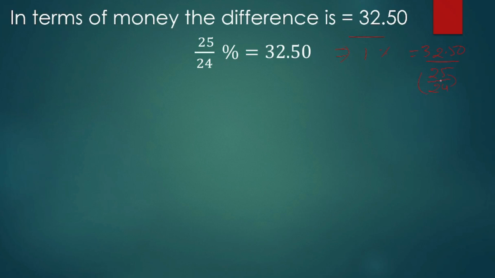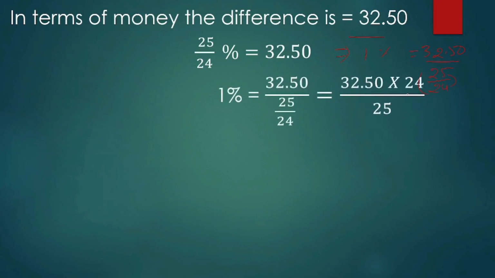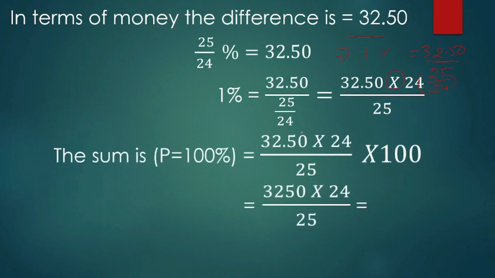So the sum, in terms of percentage, is 100. Now this is 32.50. The fraction is reversed, as we consider here the multiplication. So the principal 100% is 32.50 into 24 by 25 into 100. So 32.50 into 100 becomes 3250 by 25. 5 5s are 25, 5 6s are 30, 5 5s are 25, 0 remains. 5 1s are 5, 5 3s are 15. Then 13 into 24: 13 4s are 52, 13 2s are 26, so 312, giving 3120.